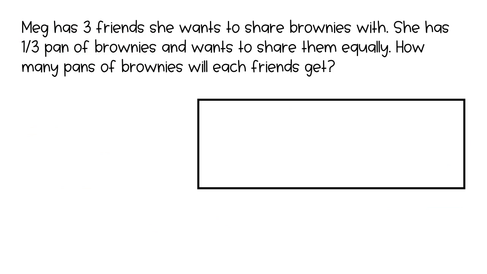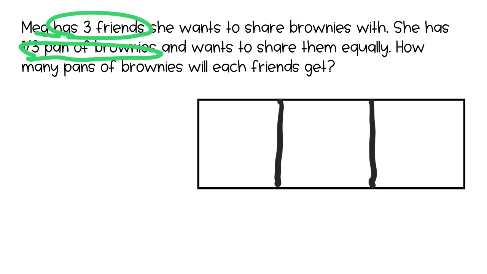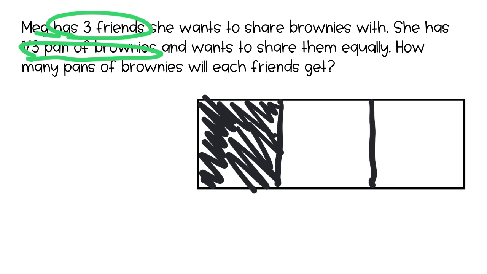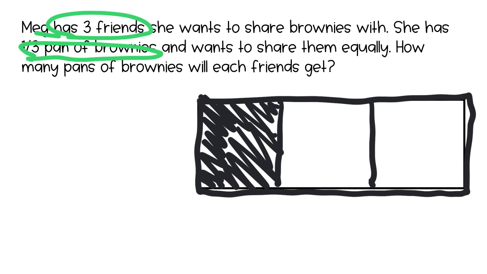Let's look at another one. Very similar problem. Meg still has her 3 friends she wants to share brownies with. She only has 1/3 of a pan of brownies. Okay, let's start by setting that up. 1/3 of a pan of brownies would be this much. Because remember, this whole thing right here is the entire pan, but we only have 1/3 of that pan.